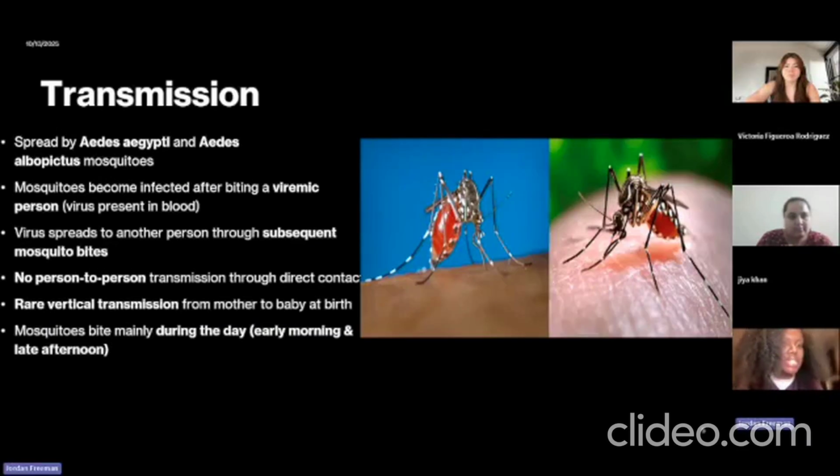With transmission, it is spread by two types of mosquitoes. The mosquito becomes infected after biting an infected person, and the virus spreads to another person through the mosquito bite. There's no person-to-person transmission. Sometimes there's rare vertical transmission from mother to baby at birth, which we will go into in detail in a later slide. Mosquito bites happen mainly during the day, and sometimes at night, usually when people are the most active.